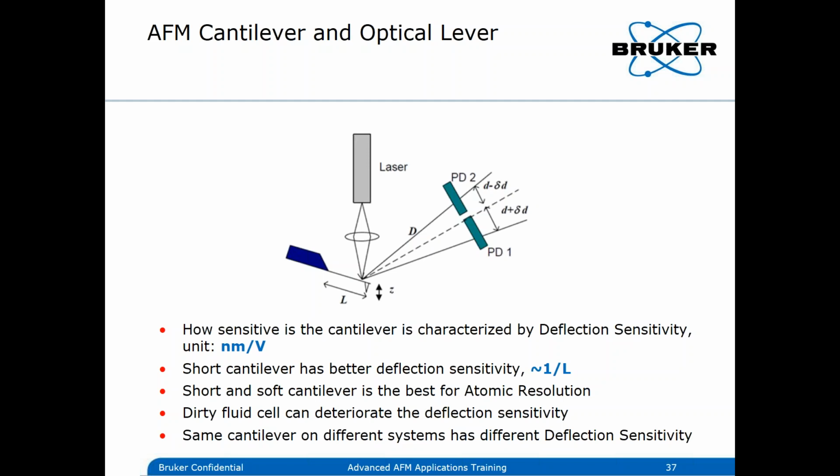Overall, short and soft cantilevers are the best for atomic resolution, and a dirty fluid cell can deteriorate the deflection sensitivity because something is bending in there. You might not see a fully good force curve with a hard wall contact, but you might have some elasticity effects in there, and then your deflection sensitivity will be off.